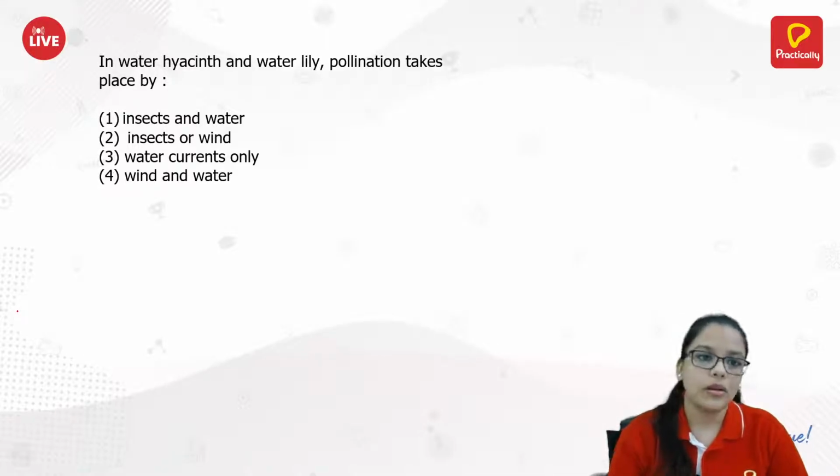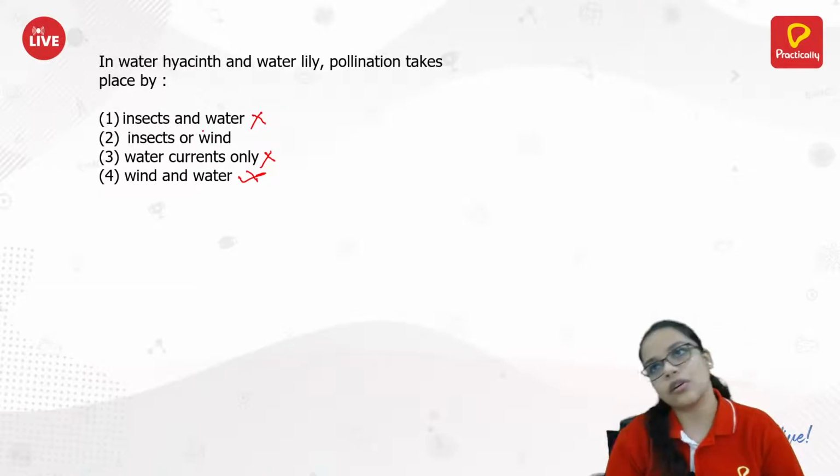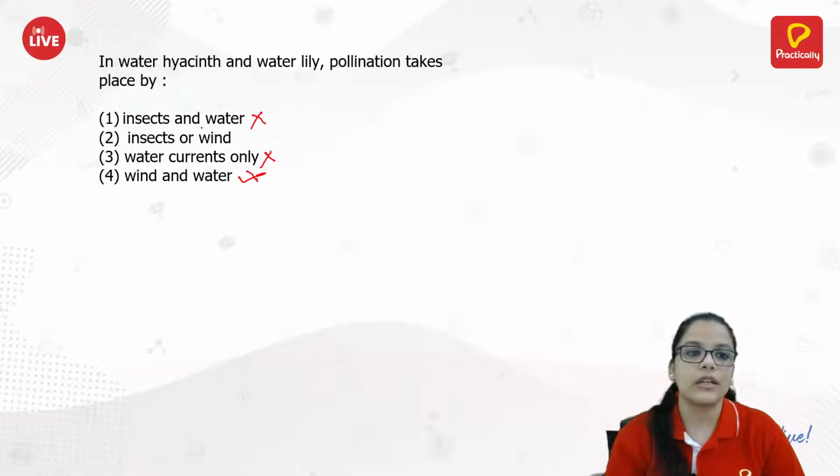Okay, in water hyacinth and water lily, pollination takes place by insects and water, insects or wind, water currents only, wind and water. Wind and water is wrong. Okay, water currents only is also wrong. Insects and water, no. Answer is insects or wind. These are true flowering plants. Okay, these are not pteridophytes or bryophytes or anything. So the answer is pollination occurs by insects or wind.